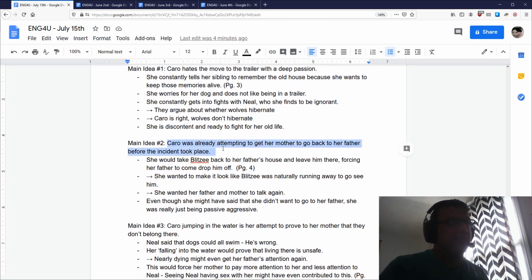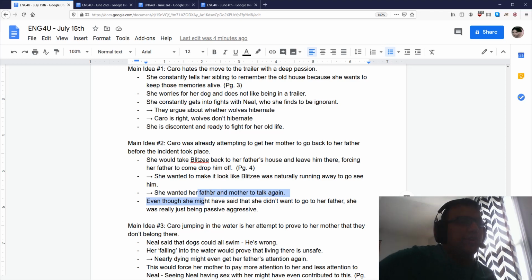So we've got 2 big points here. My 2 big points, by the way, other than my first one, is Carol was attempting to get her mother to go back to her father before the incident took place. So that's my second point there. And I talk about how she took Blitzy to her father's house and made it look natural, and she wanted her father and mother to talk again. So I go through all of my evidence in the outline.